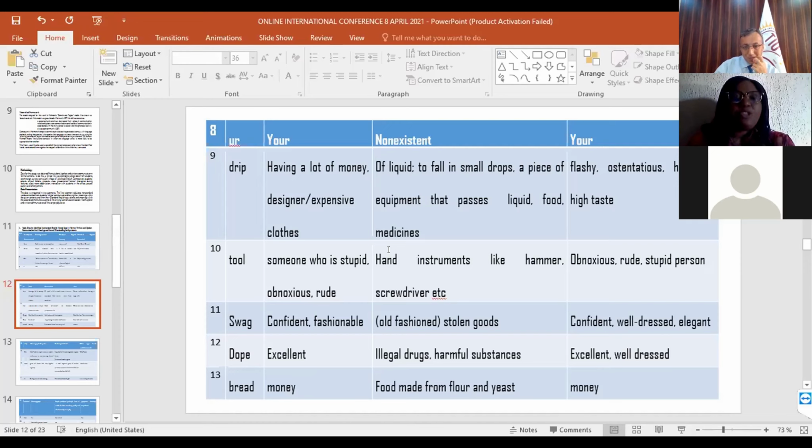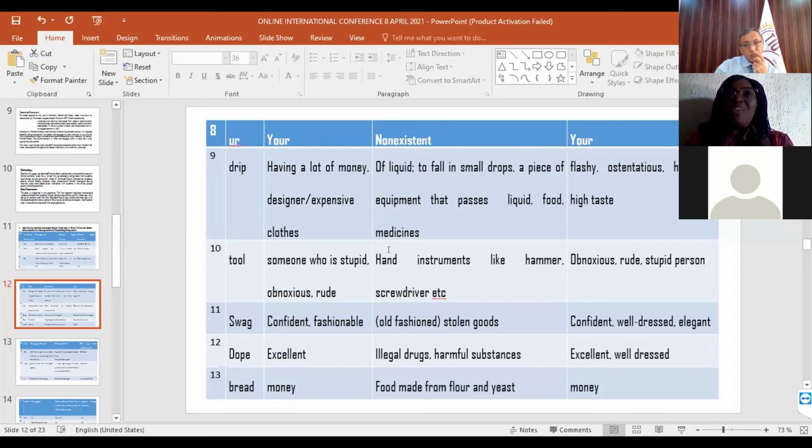Then you also have tool. Tool being used to refer to someone who is stupid, obnoxious, rude, etc. But then is that what tool means in the standard English variety? Of course, the answer is no. It is used to mean a hand instrument like a hammer or screwdriver. So the right word to have been used in such a context would have been obnoxious or rude or perhaps stupid.